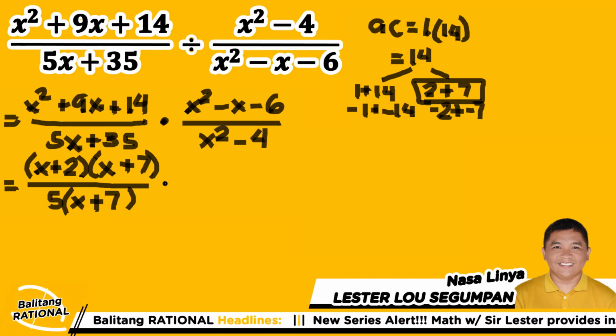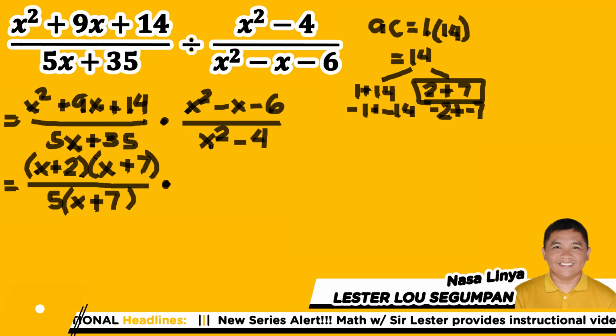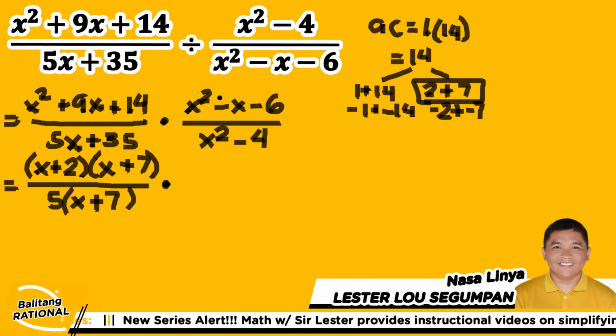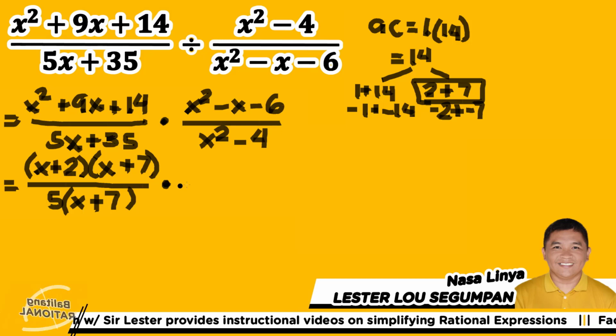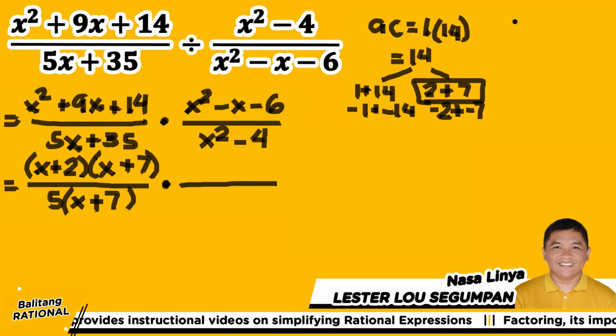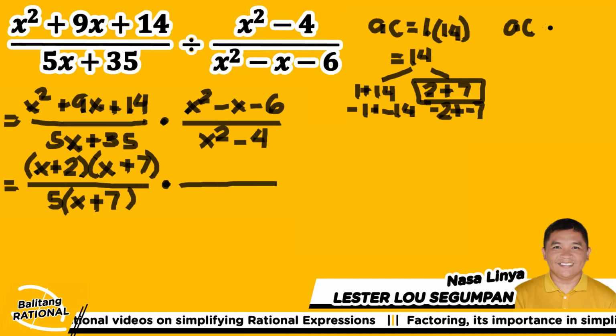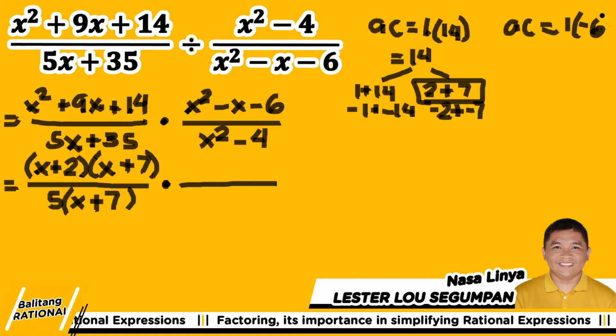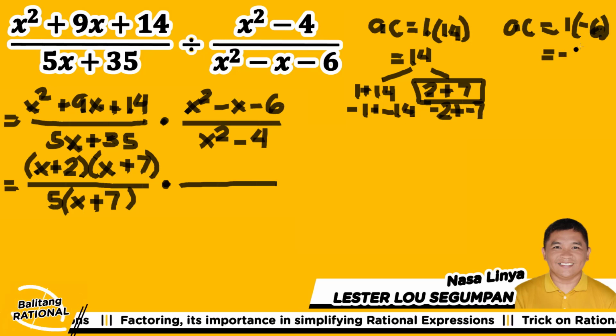Yung ating pangalawang rational expression after we use the keep change flip method is now in this form, and our numerator is also a quadratic trinomial. So we're going to use the AC way or AC method. A and C. So our A is 1 and our C is negative 6. So our AC is negative 6.